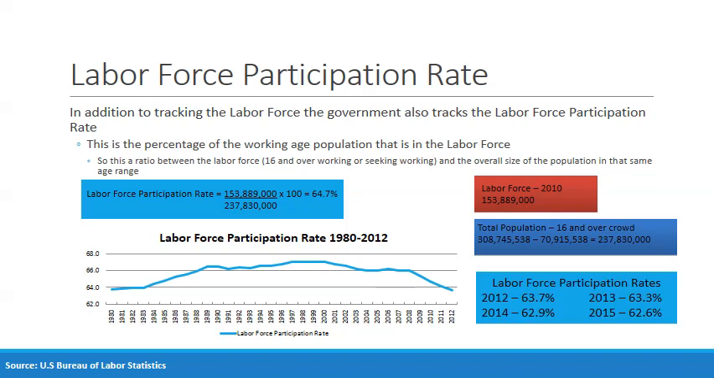So when we look at the rates from 2012 to 2015, you'll notice there's not a whole lot of difference. 63.7, 63.3, 62.9, 62.6. Now, of course, what it does tell us is it's been going down a little bit every year. In other words, more and more people are deciding not to enter the labor force. But that's an important number because the higher that number is, the more people that are seeking jobs. The lower that number is, the fewer people are seeking jobs.